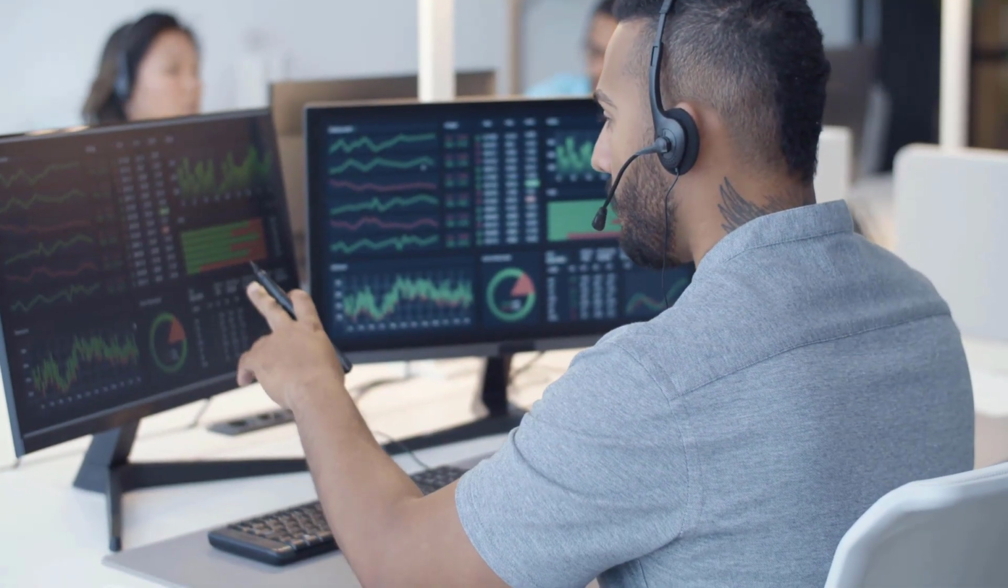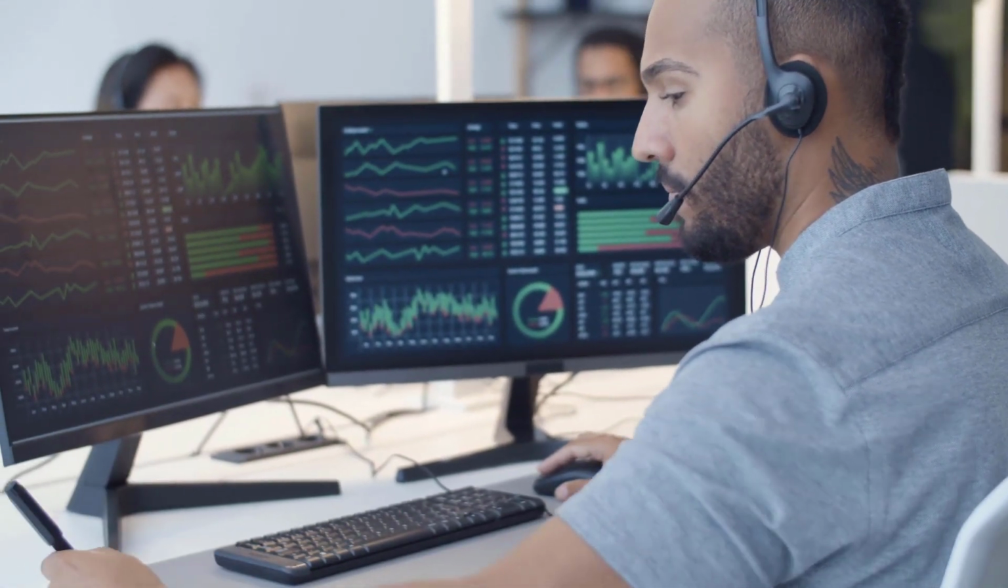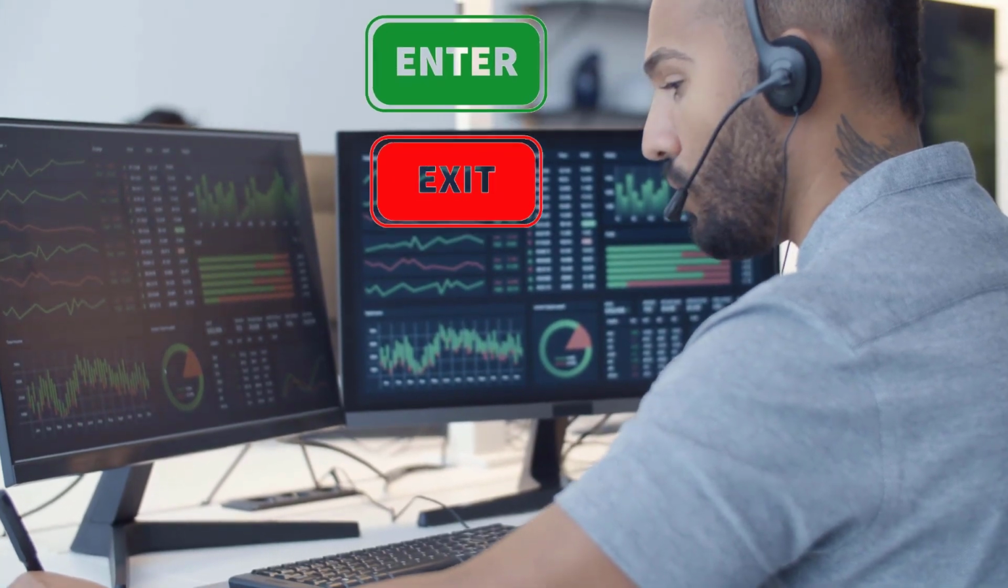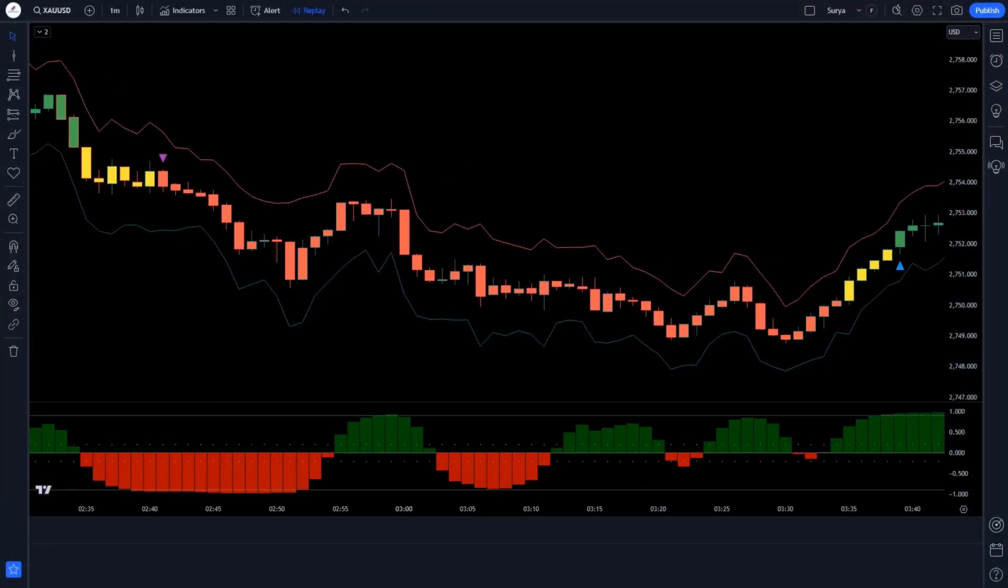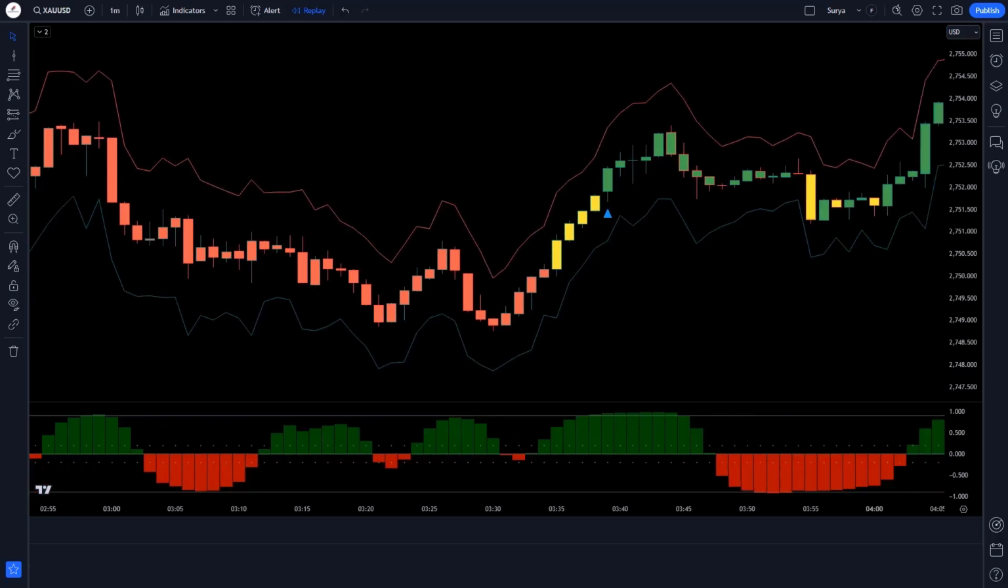Have you ever felt that you are always one step behind in the market and forget those important entry and exit points? What if I tell you that there is an indicator that can help you identify potential signals?